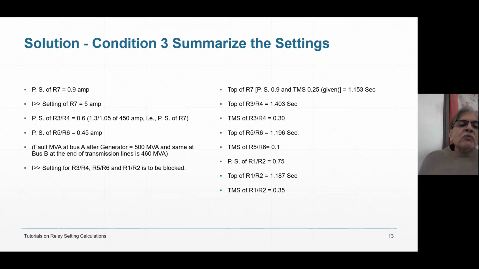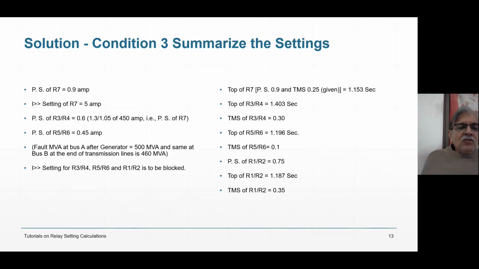PS of R3, R4 is 0.6. Why 0.6? Because 1.3 divided by 1.05 of 450. Why 450? Because 1.3 divided by 1.05 of plug setting of R7, and R7 is 0.9. 0.9 of 500 is 450. So 1.3 divided by 1.05 of 450 gives me 0.6. If you take both the lines on, then the current passing is 656.